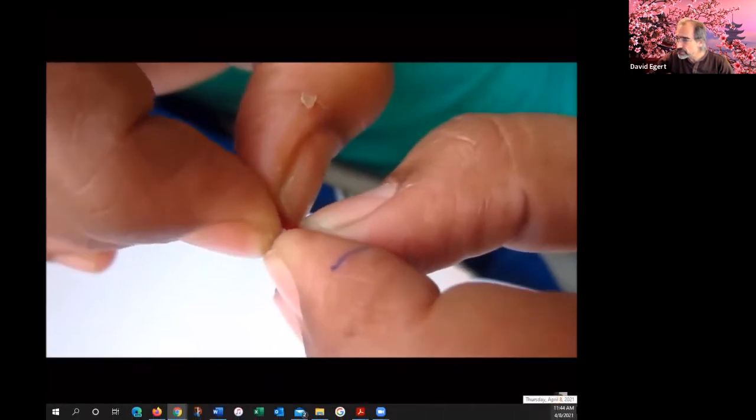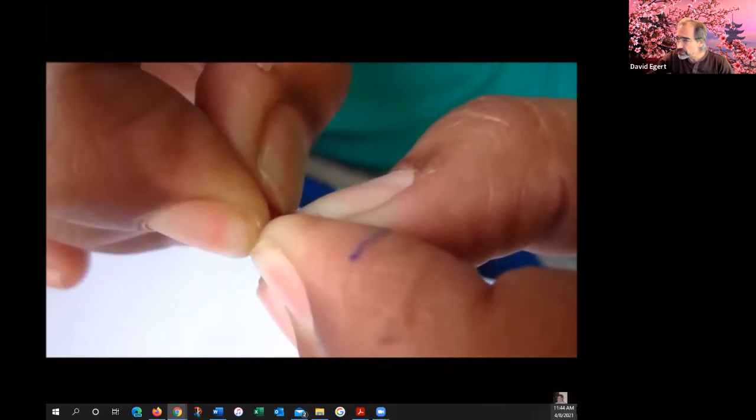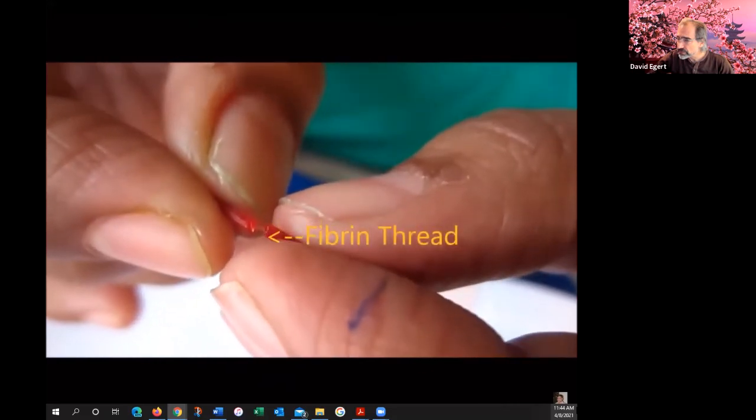Now hold the capillary in the palm at body temperature for around 2 minutes. Then after 2 minutes, break the capillary slightly from one end and try to see whether there is any thread formation or not.